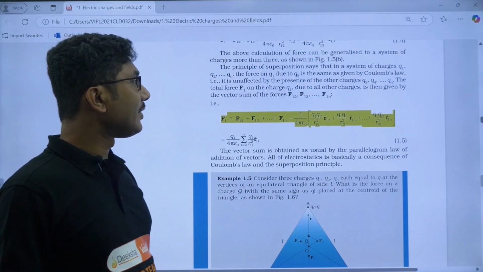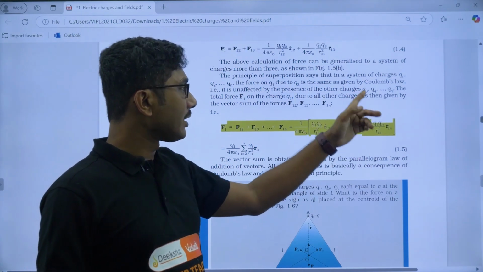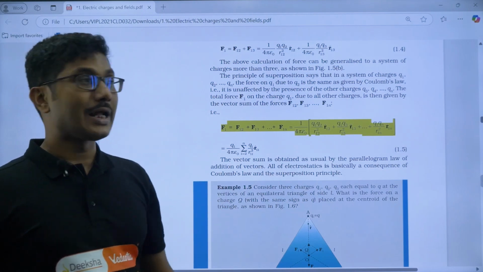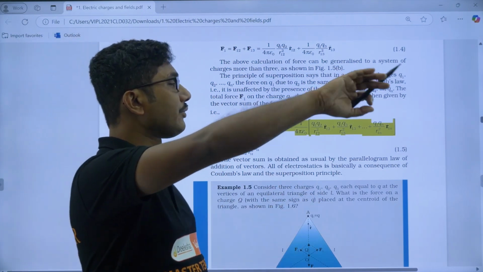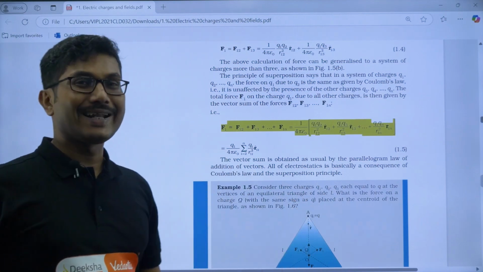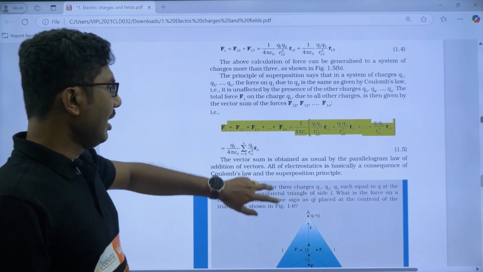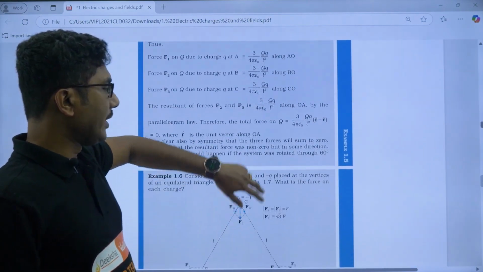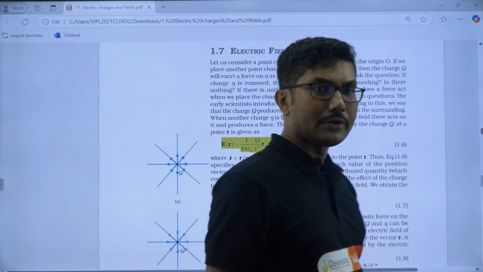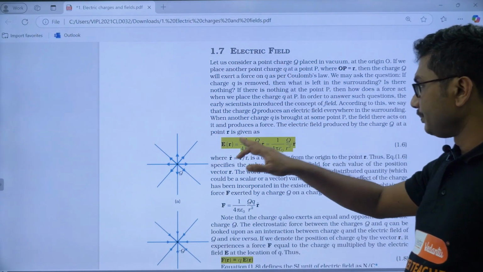Here they have given you the formula. You can see Q1Q2, Q1Q3, Q1Q4 ... Q1Qn. Q1 is our primary charge, so Q1 is common to all the equations, and with Q1 all the other charges are getting multiplied. This is how you calculate the total force. This is something to know when you are solving numerical problems, as there will be some numerical problems where you might need to apply this concept. That's it.